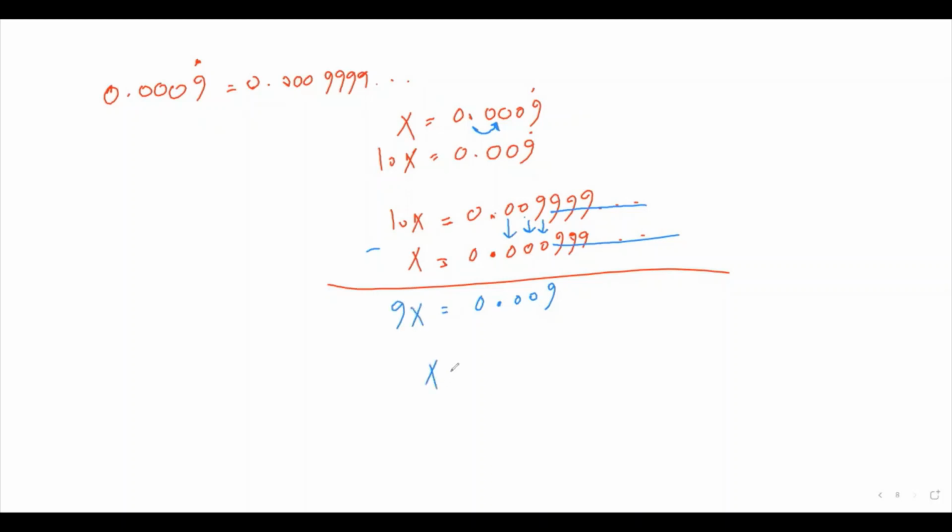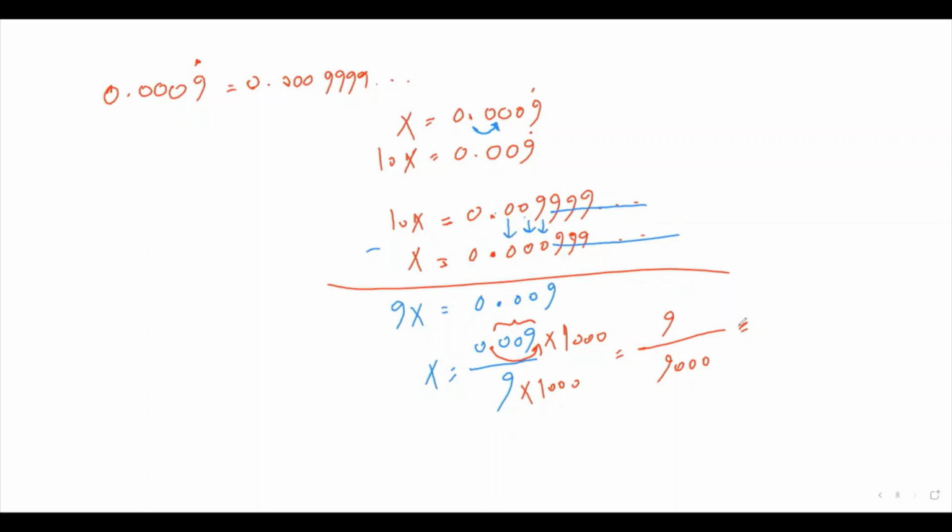And now all I have to do is divide both sides by 9, which gives me 0.009 divided by 9. Now I have to multiply because this is not an integer, right? So what I need to do is multiply top and bottom by 1,000, because I want to push this decimal point 3 positions to the right. Therefore, I multiply it by 1,000. Here I get 9, and in the denominator, I get 9,000.